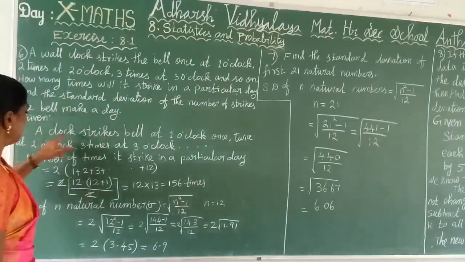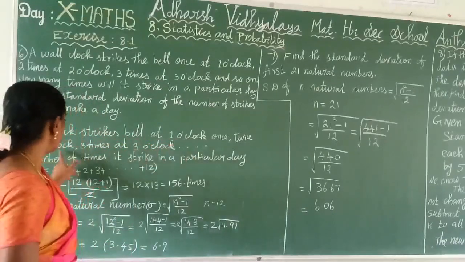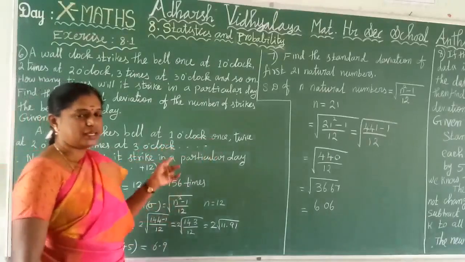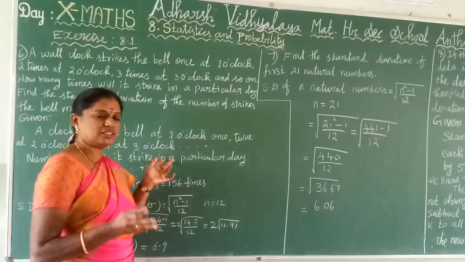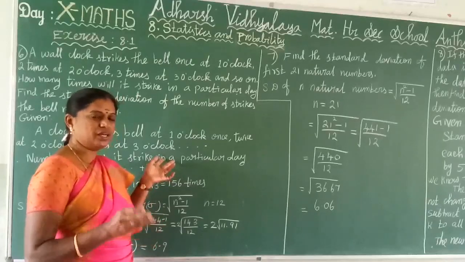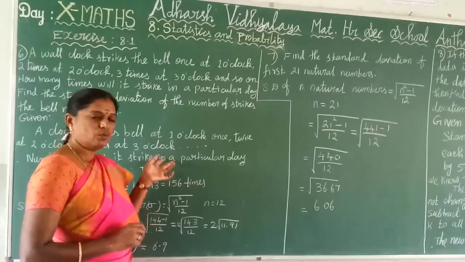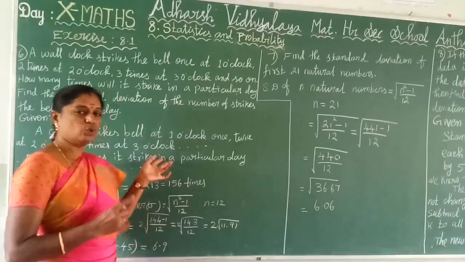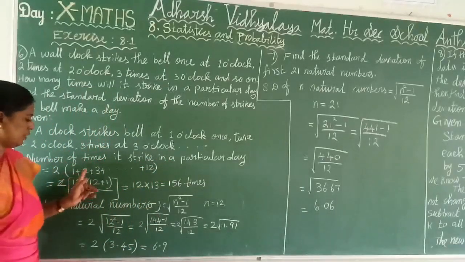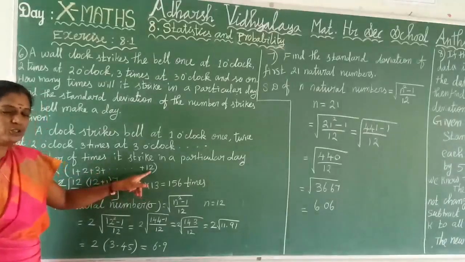So the clock strikes once at 1 o'clock, twice at 2 o'clock, thrice at 3 o'clock, and it goes on. In our clock there is a 12 o'clock system only, isn't it? So morning 1 to 12 and afternoon 1 to 12. So totally we get 24 hours. So how many times 12? 2 times. So 2 into 1 to 12: 1 o'clock once, 2 o'clock twice, 3 o'clock thrice, up to 12 o'clock 12 times. Clear?